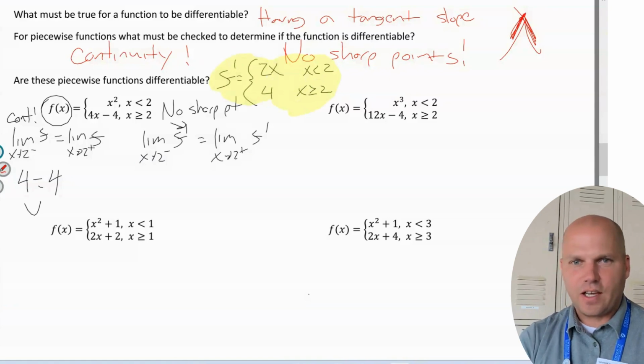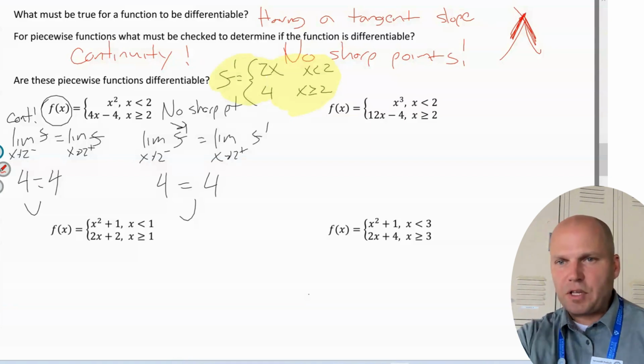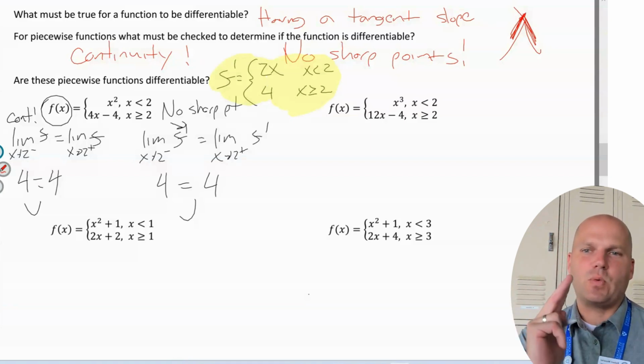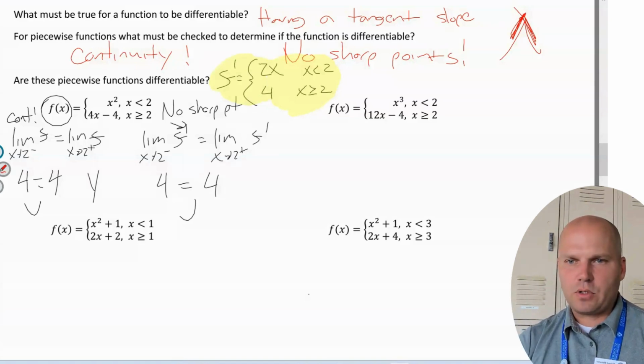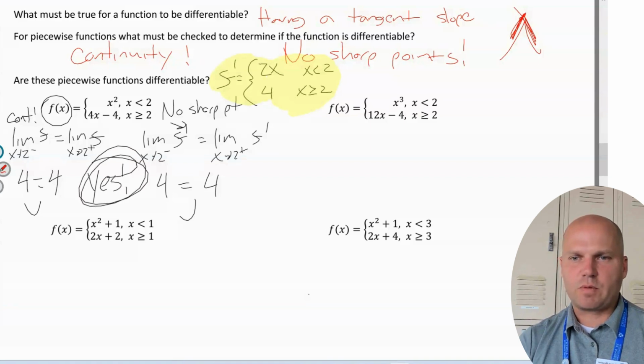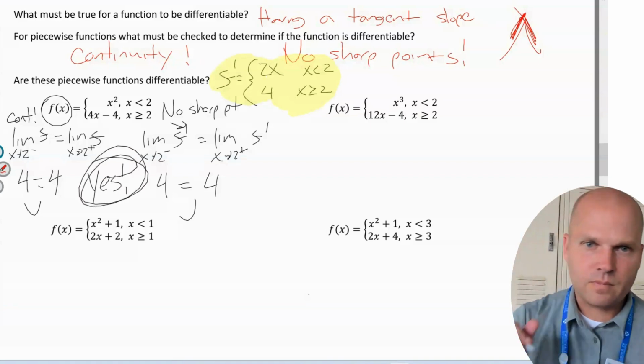And now it becomes like a continuity problem. To the left of 2, I'm plugging in 2 into here, I get 4. To the right of 2, I just get 4. Boom! The two pieces meet up, and they meet up in such a way that they meet up smoothly. We win. Are these differentiable? Yes. Is this piecewise function differentiable? Yes, everywhere.